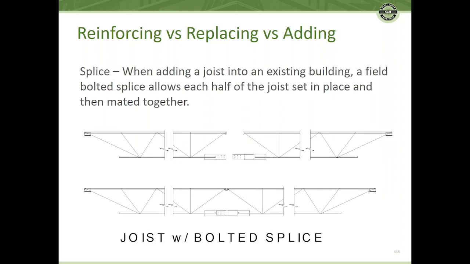So we can have a splice. We call this a field splice. So you can have two separate joists, two separate pieces, and then you wiggle them into the bearing situation, then you can bolt them together. That's sometimes a real good solution.